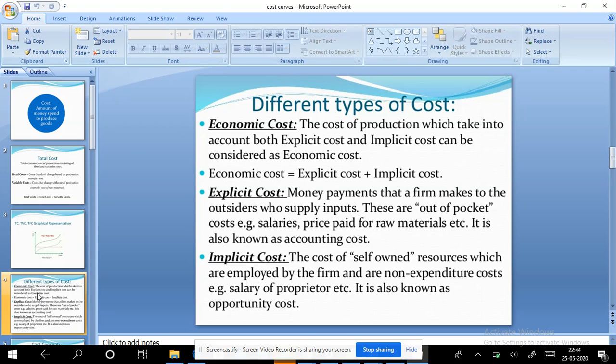So that cost will be called explicit cost, and the second one is implicit cost. That means self-owned resources which are employed by the firm. That means if he is employing his own building, or if he is using his own car, then whatever amount he is paying as remuneration for these, it will be called implicit cost.